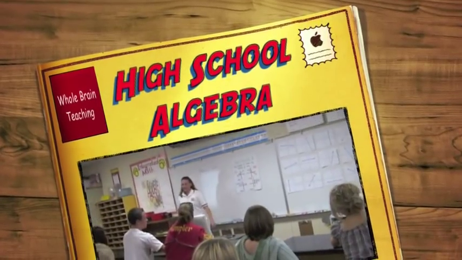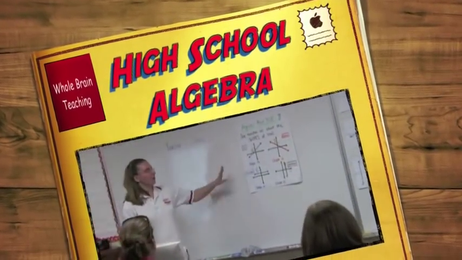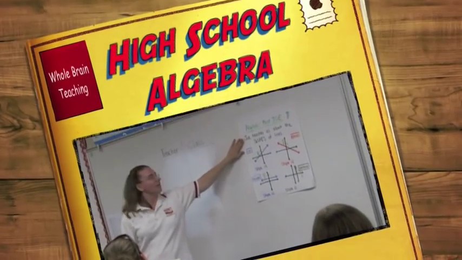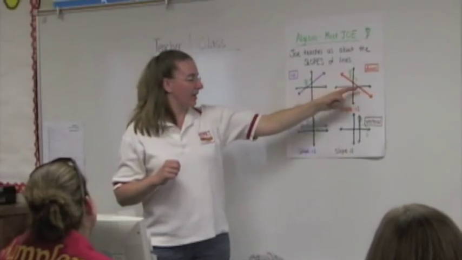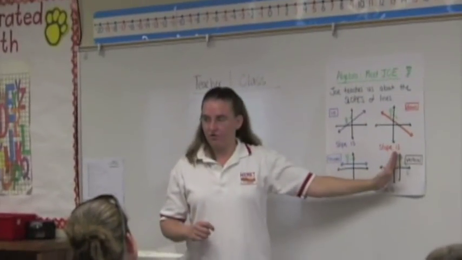Class? Yes. Today we're going to learn about the slopes of lines. Now, there's four types of lines. We have lines that go up, lines that go down, horizontal lines, and vertical lines.